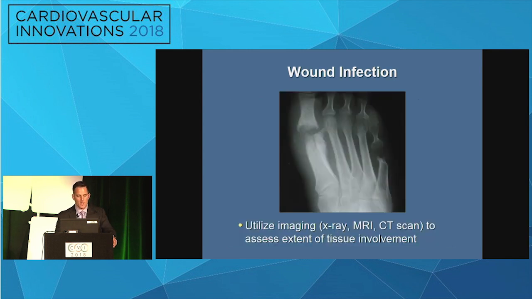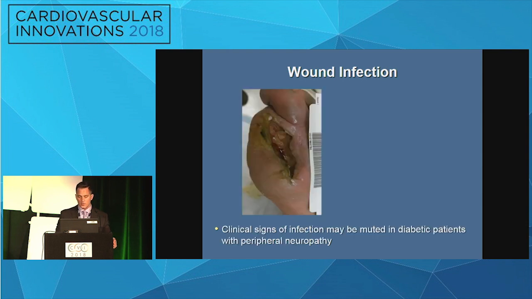But we can also take advantage of imaging studies, and certainly we have a wide array of things, from plain film radiographs through MRIs and CTs, to look for the extent of tissue involvement in bone. You can see radiographically a classic example of septic arthritis and osteomyelitis involving the first metatarsophalangeal joint. And it translates clinically. This was an example of a patient who had a non-traumatic partial first ray amputation due to pedal ulceration and osteomyelitis. But it's important to remember sometimes that those clinical signs of infection are muted in diabetic patients, again, in the setting of neuropathy.